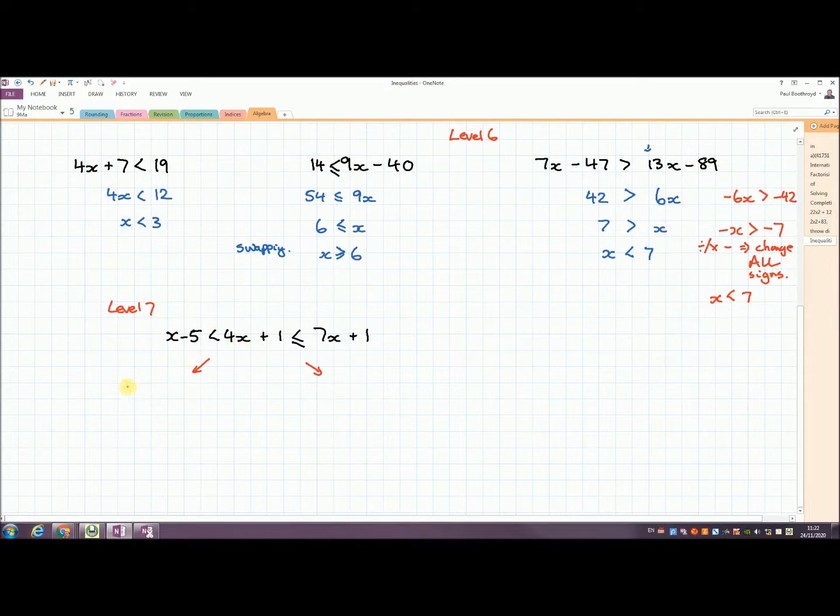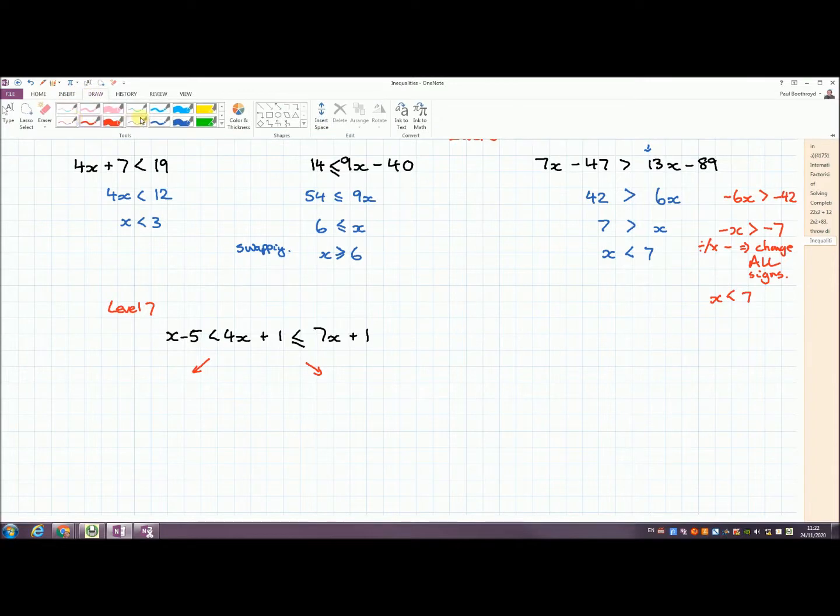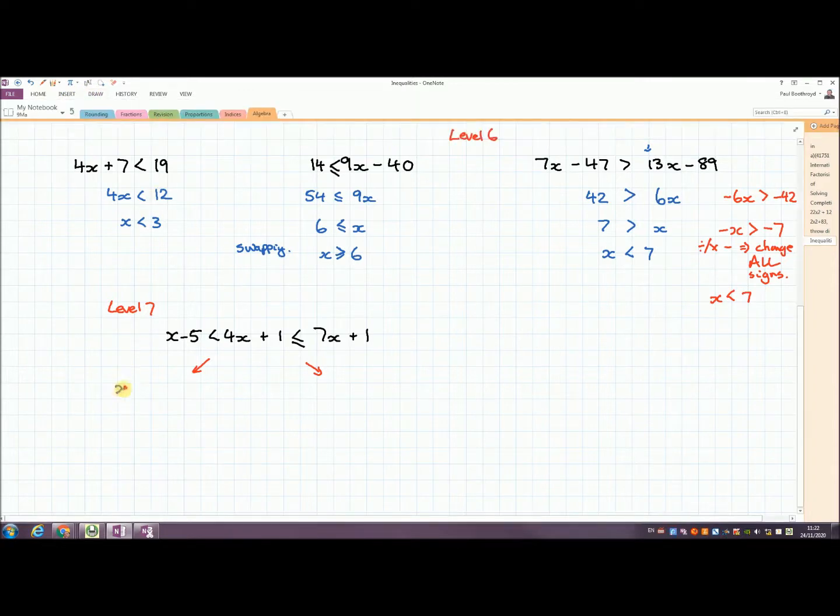So we've got the first one, which is solving x minus 5 is less than 4x plus 1. We want to get the x able to come into the middle here, so we subtract that, that's 3x is less than minus 6, so minus 2 is less than x.